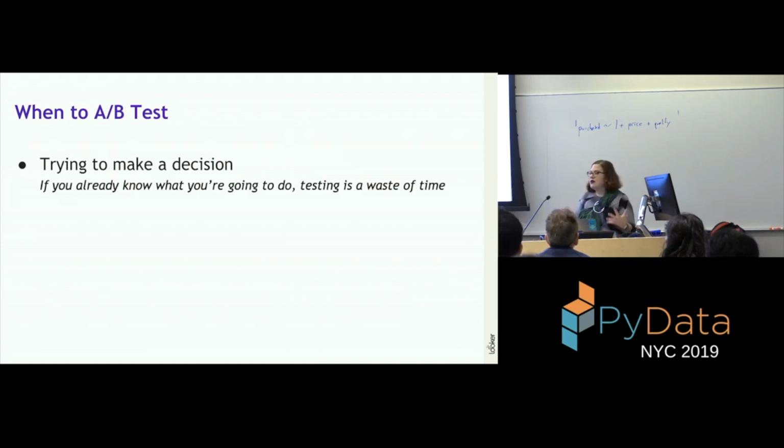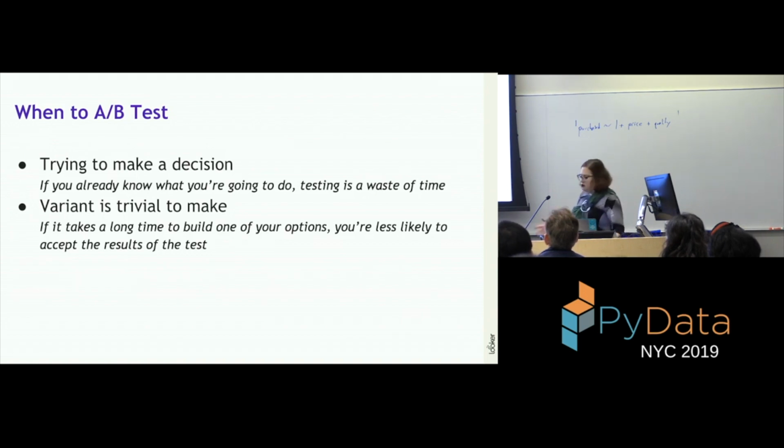That is a recipe for disaster in A/B testing because it's going to push you towards making bad statistical decisions to try to justify yourself, and it's a waste of your time. So an A/B test is most appropriate when you actually might go with either A or B.